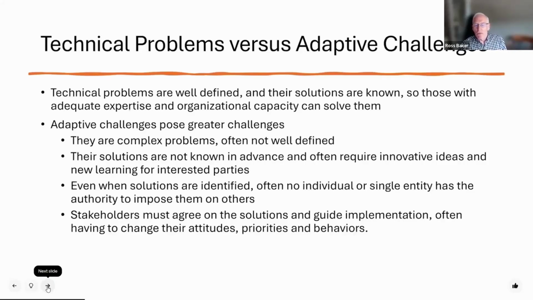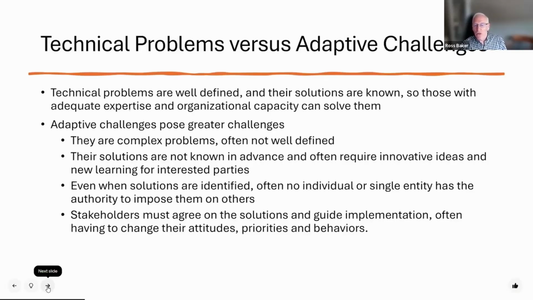These are complex problems that are often not well defined ahead of time. We don't know the full dimensions of these problems. Solutions are not always known in advance and require innovative and collaborative ideas among the people who are involved in trying to solve this. And even when those solutions are identified, there's often no individual or no single organization or entity that has the authority to impose them on others.